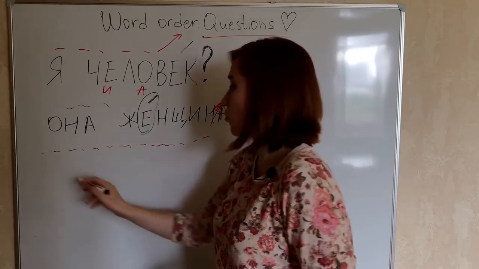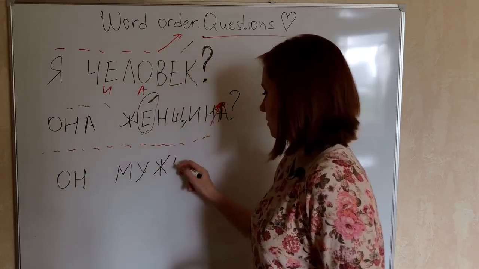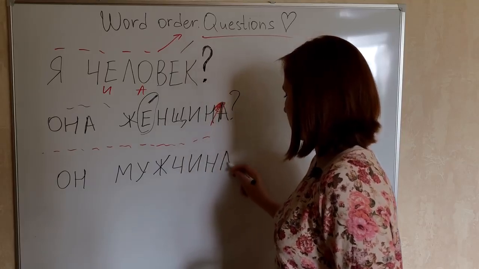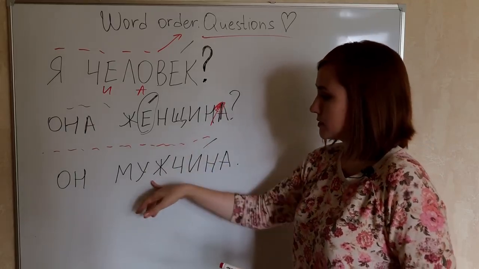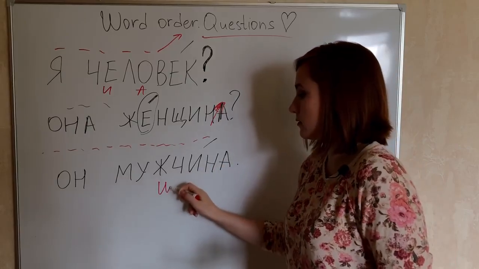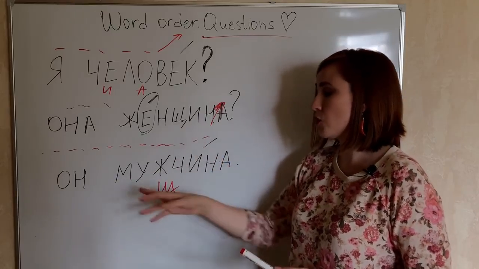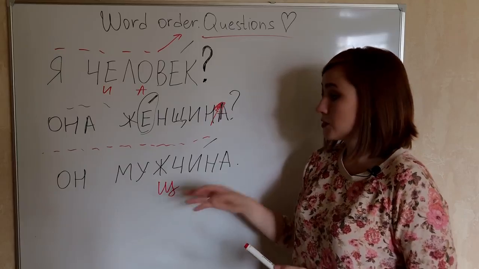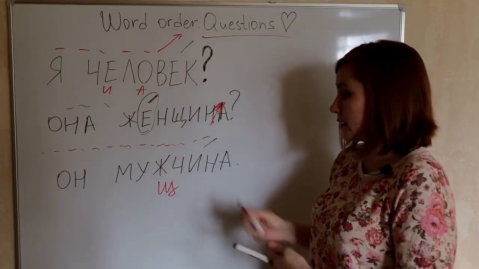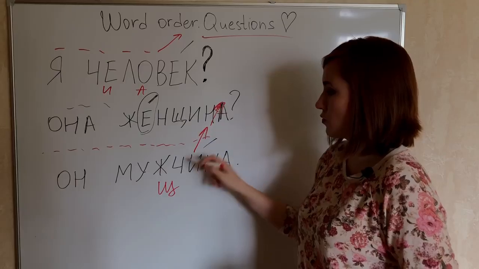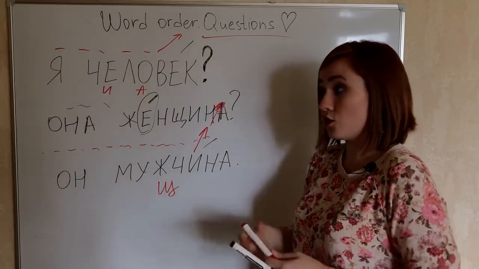He is a man. Он мужчина. If you missed some of the previous lessons, I explained the pronunciation of this word, мужчина. It's like sh. Мужчина, he is a man. So write down, женщина, woman; мужчина, man. You don't say it like in English. No, no, no. Here, look at the stressed vowel. Он мужчина?